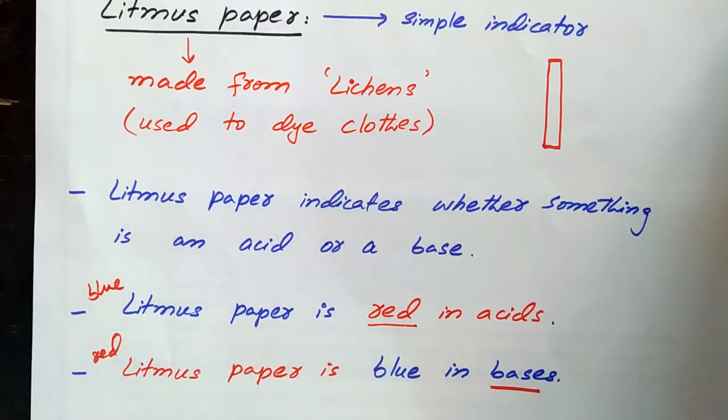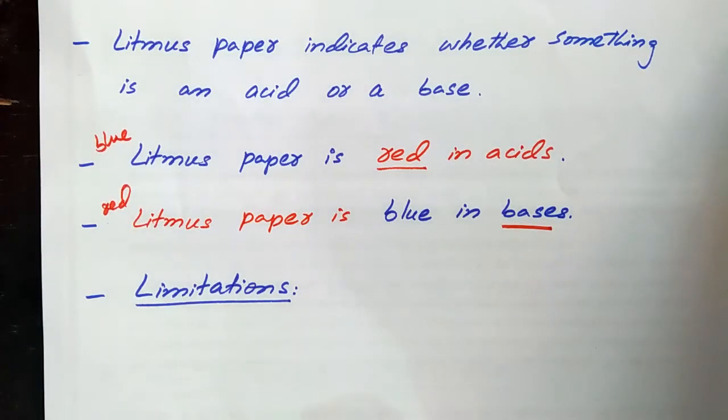But litmus paper does not tell us how acidic or basic a substance is. This is the limitation of using litmus paper, because it does not tell us to what extent a substance is acidic or basic. For checking this, we mostly use the pH scale.